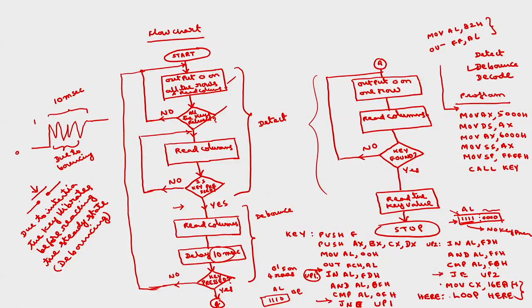So what is the next operation? We have to output 0 on one row, then read the columns. If the key is not found, then you send a 0 on the second row, third row, fourth row, like that. We have to check all 4 rows. Say I am going to output 0 on the first row, which is connected to PA0. We have 4 rows.